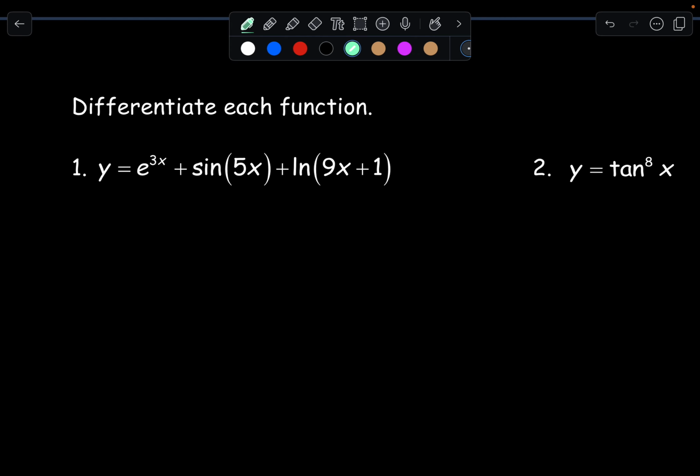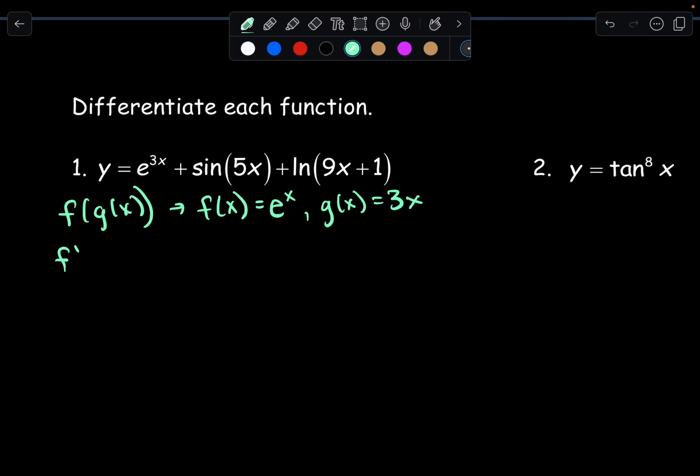So e to the power of 3x, this immediately is going to be a chain rule. Okay, we have a composition function. So this is technically f of g of x, where f is e to the x and g of x is 3x, our inner function, okay? So when I differentiate this, I think about the lollipop scenario or the Russian doll scenario. I'm going to take the derivative of the outer function, which leaves the inner function, and then I will take the derivative of the inner function.